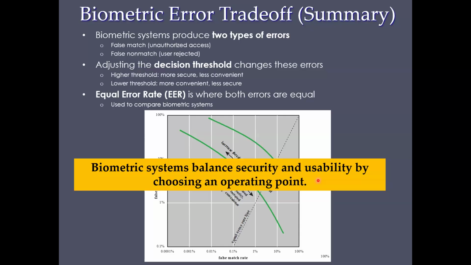Usually biometric systems have to balance security and usability, so they choose a threshold for an operational point. We don't want to make it too strict, where our actual users are going to get annoyed by the system. But we also don't want too low a threshold, where actual malicious attackers can get access to our system. So there has to be a balance between security and usability.